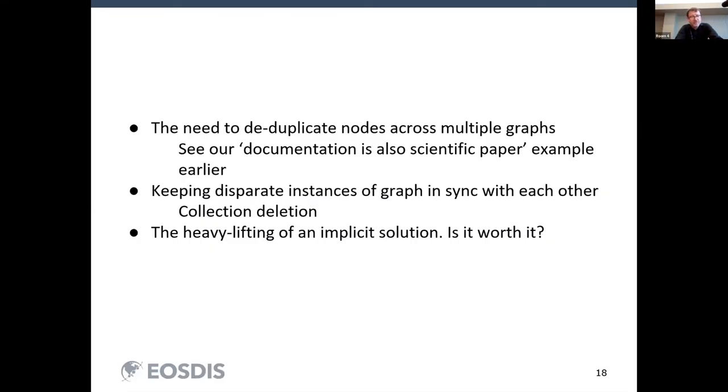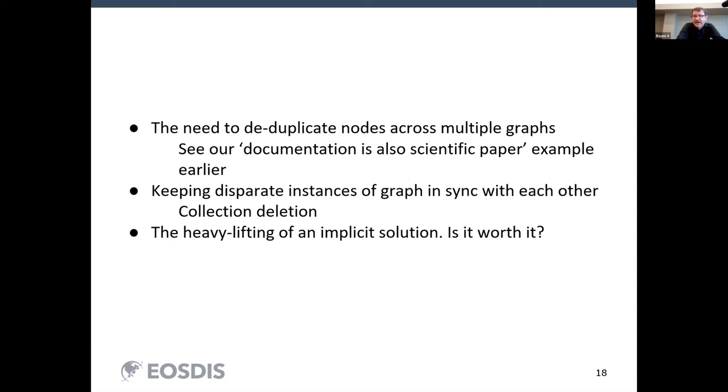The example when my peers caught me and said, you need to deduplicate your nodes across multiple graphs. True story. There are going to be examples where it's not immediately obvious that a node in one graph is the same as a node in the other, but they need to be evaluated in order to make real truthful knowledge extraction. And it's going to be difficult to keep those disparate instances of graphs in sync. CMR deletes a collection, UBD might not know about it until a period of time, and you're going to see graph traversals break down because of that unless we figure out how to do that.